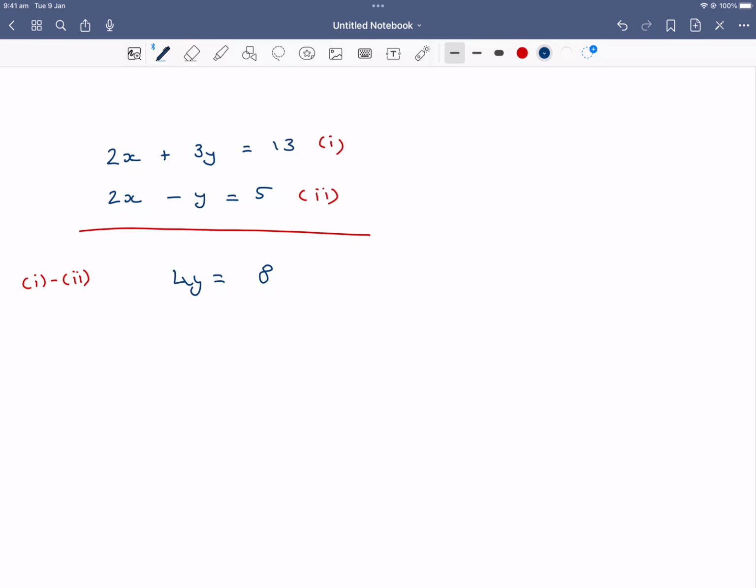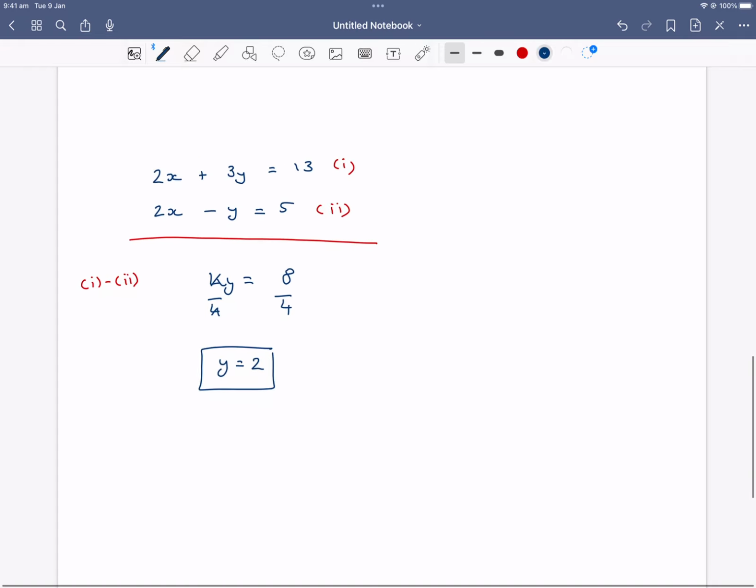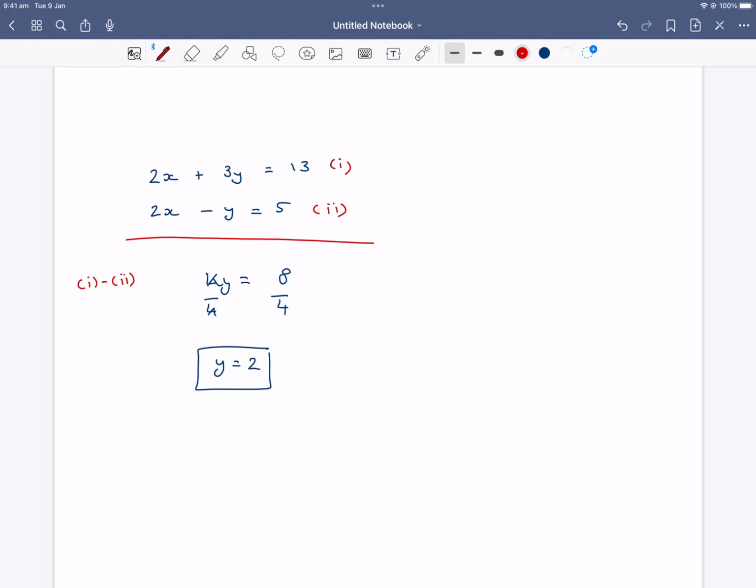And then we just want to get rid of the 4, so we have y by itself. So we're going to divide both sides by 4. 8 divided by 4 is 2. So y = 2. And then remember, all we now have to do is substitute that back into any equation. I'm going to sub it into equation 1.